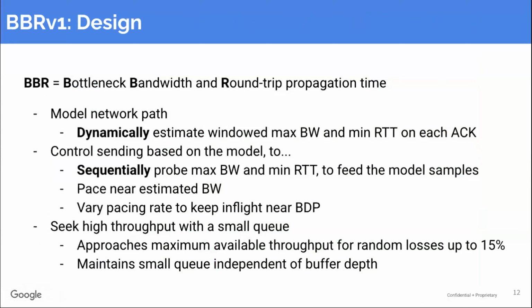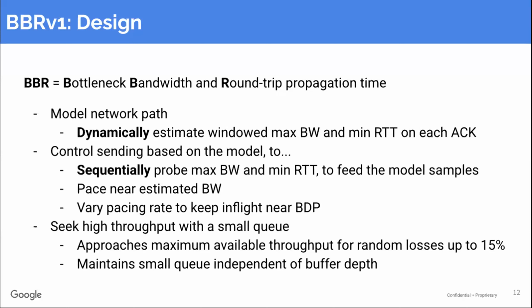And that, in a nutshell, is what BBR version 1 does. BBR stands for bottleneck bandwidth and round trip propagation time. Those are the two key model parameters we were just discussing. BBR models the network path explicitly, and dynamically estimates the windowed maximum bandwidth and minimum round trip time on every ACK that it receives. Then it controls its sending based on that model in order to sequentially probe both the maximum bandwidth and the minimum round trip time, to feed its explicit model samples and keep that model up to date.